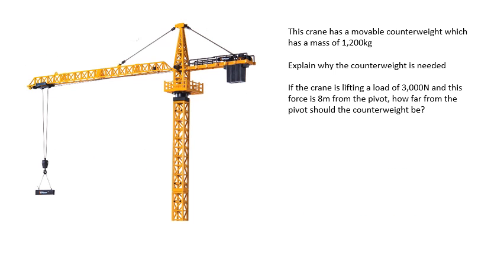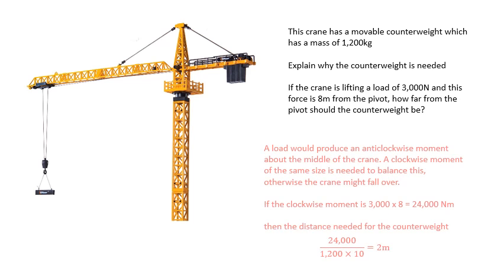Here's a very exam-style question, this one. This crane has a movable counterweight, which has a mass of 1,200 kilograms. Explain why the counterweight is needed. If the crane is lifting a load of 3,000 newtons and this force is 8 meters from the pivot, how far from the pivot should the counterweight be? So have a go at it, and I will show you the answer in 3, 2, 1.